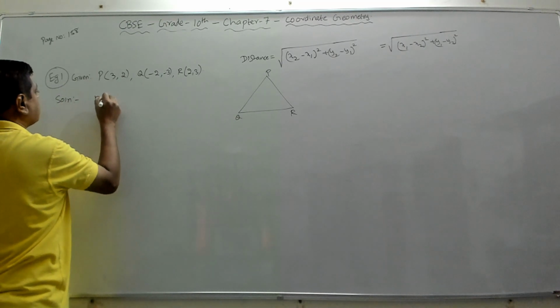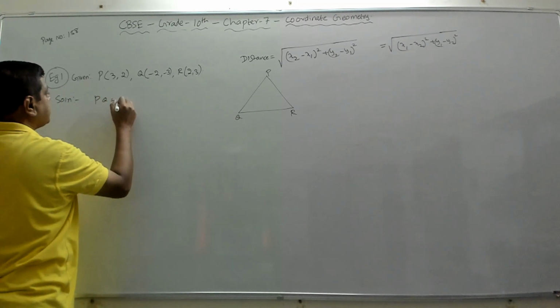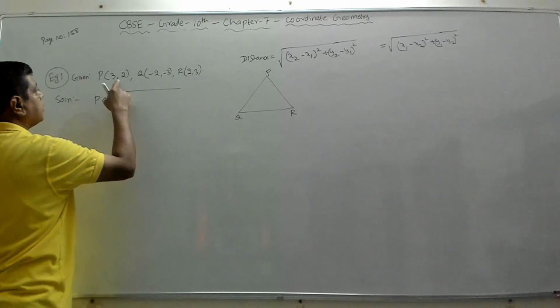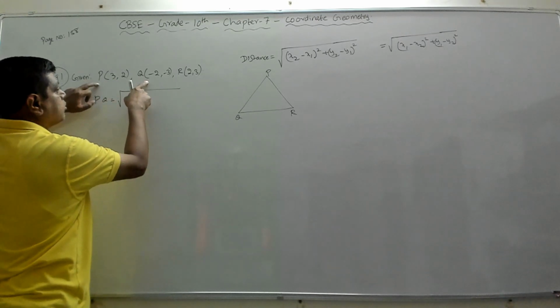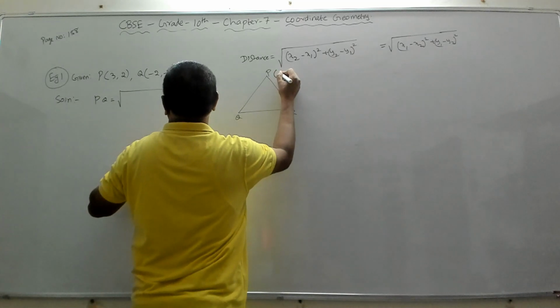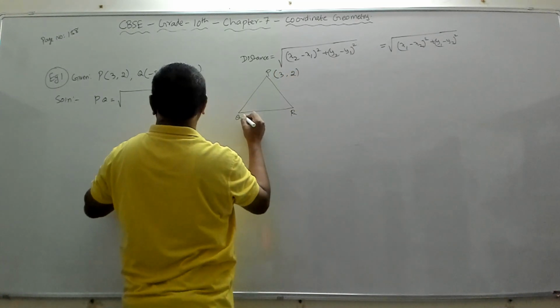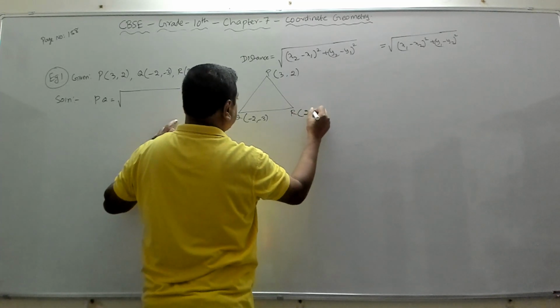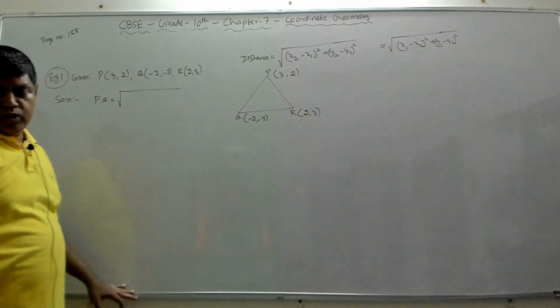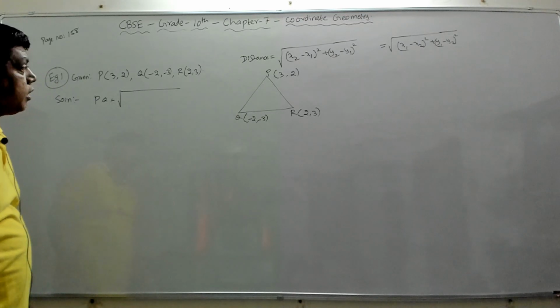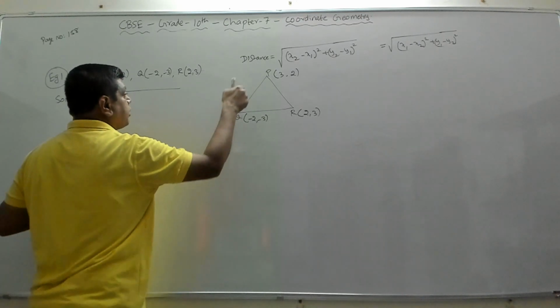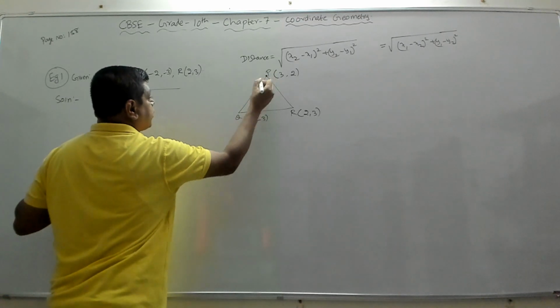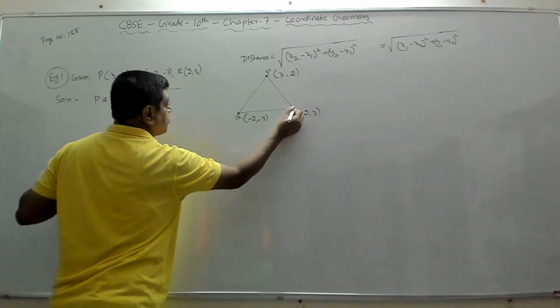Let's find PQ. That is the distance between these 2 points, P and Q. Suppose this point is (3, 2), this point is (-2, -3), and R is (2, 3). Those are the 3 points that are given. Let's find PQ, the distance between these 2 points. P is this point, Q is this point, and R is this point.